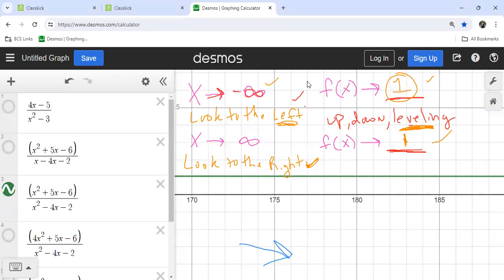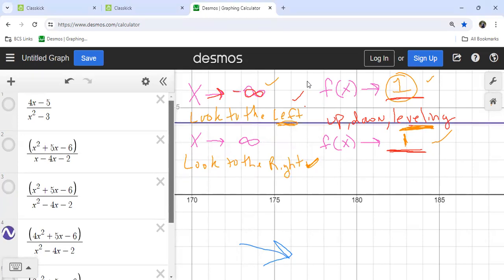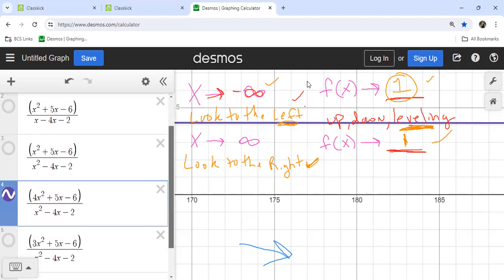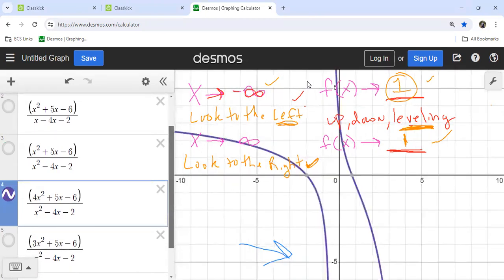Let's go ahead and go to the next slide. I'm going to go to the next equation, which is 4. What you can see here is it looks like it's leveling out again. I'm going to start over. If you're still uncomfortable with this stuff, I'm going to start back over.